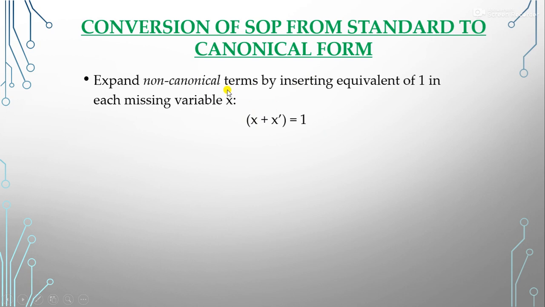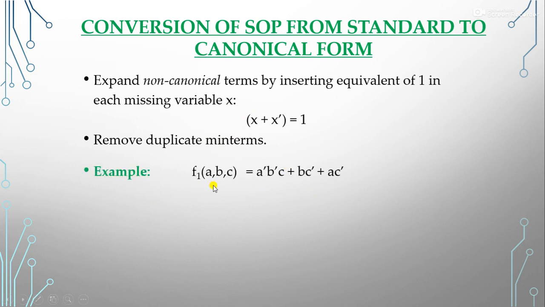It means that in a term where a variable is missing, we have to add that variable by multiplying the term with 1, written as x + x'. You can see this in an example. After you include x + x', after simplification you have to remove all duplicate terms, and then you will get your final canonical form.